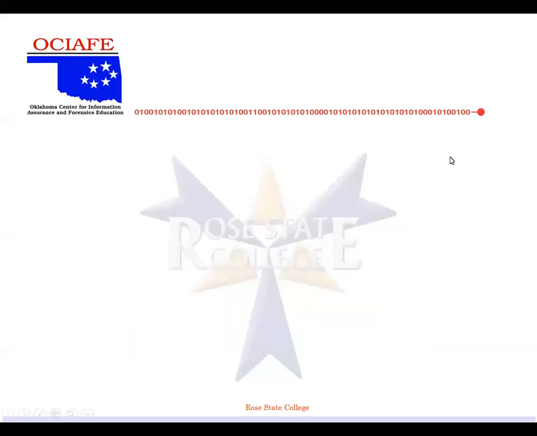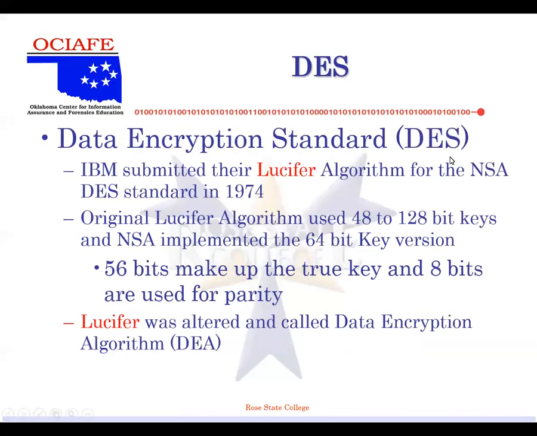Okay, part 2 of DES. We know the Lucifer algorithm was created in 1974 and became a standard in 77. The original algorithm uses a 48 to 128-bit key. NSA implemented the 64-bit key version, in which 56 bits are the key and 8 are for parity. Do you know what parity is? It's really error checking.